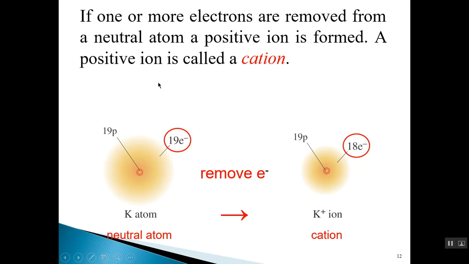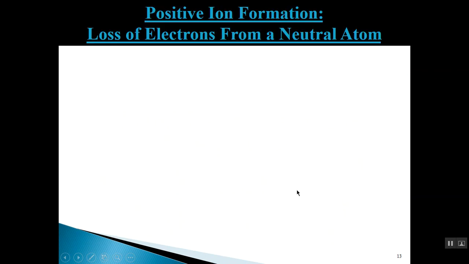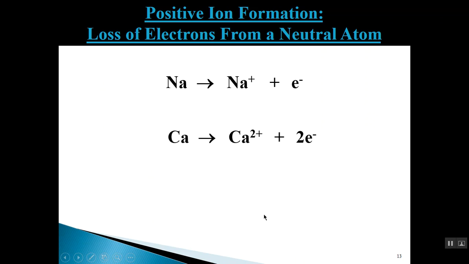So that's what we call that. We call a positive ion a cation. Okay, and there are several other examples of cations that are known to be formed from their respective atoms.